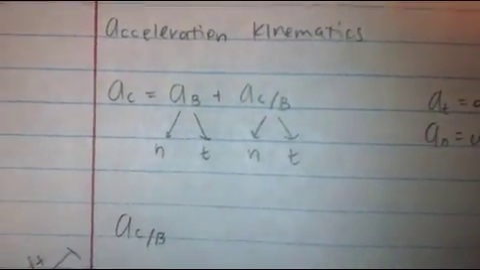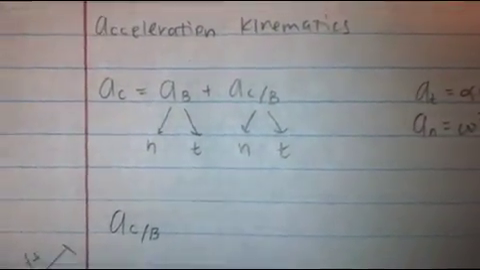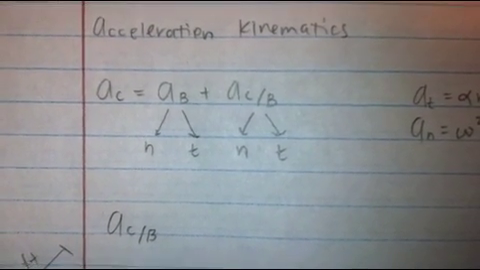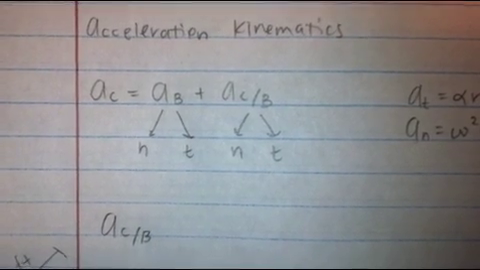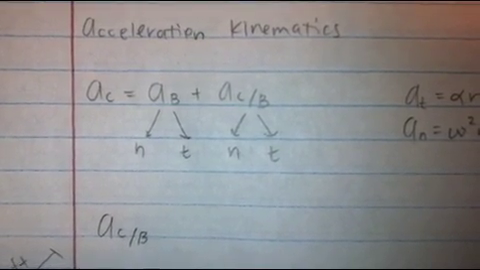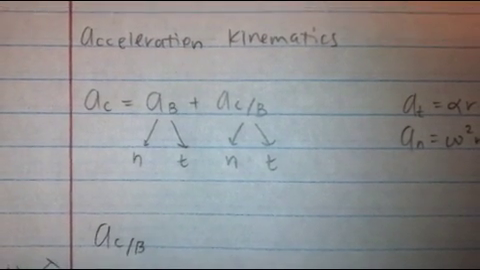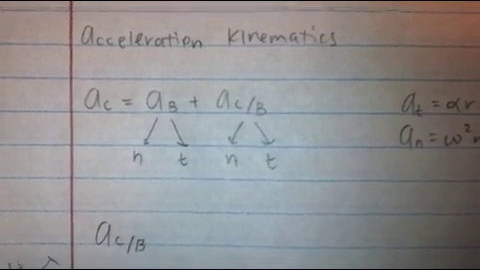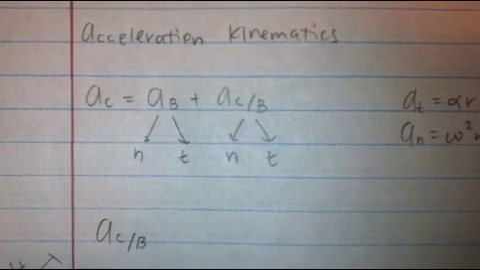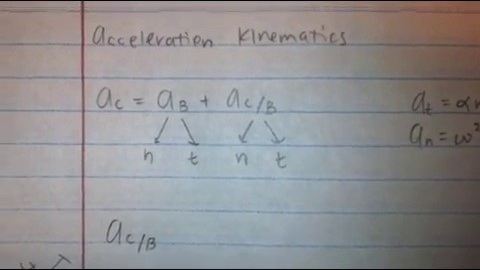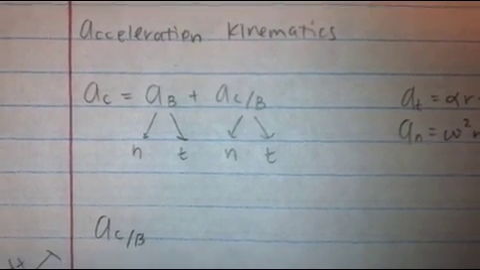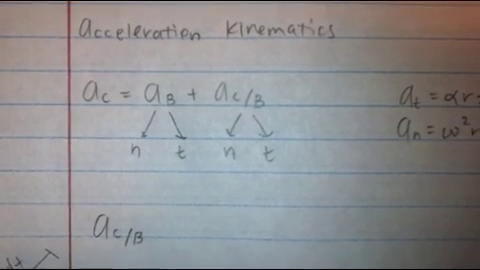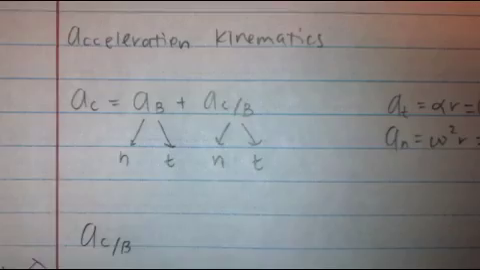For our acceleration kinematics, we have the formula, which is the acceleration of C equals acceleration of B plus acceleration of C with respect to B, and we have to remember that the two parts of the equation on the right side have normal and tangential components, and we need to account for these.